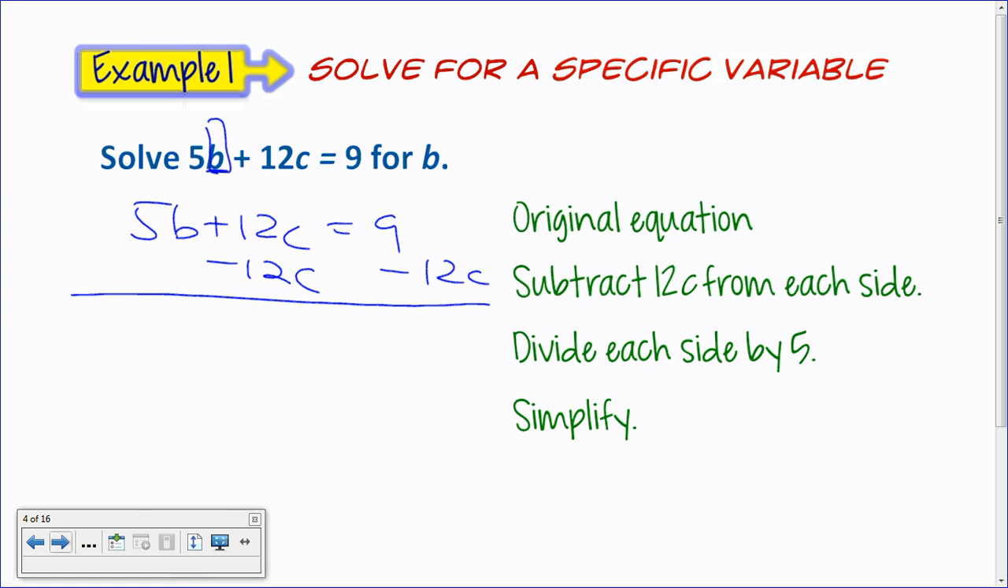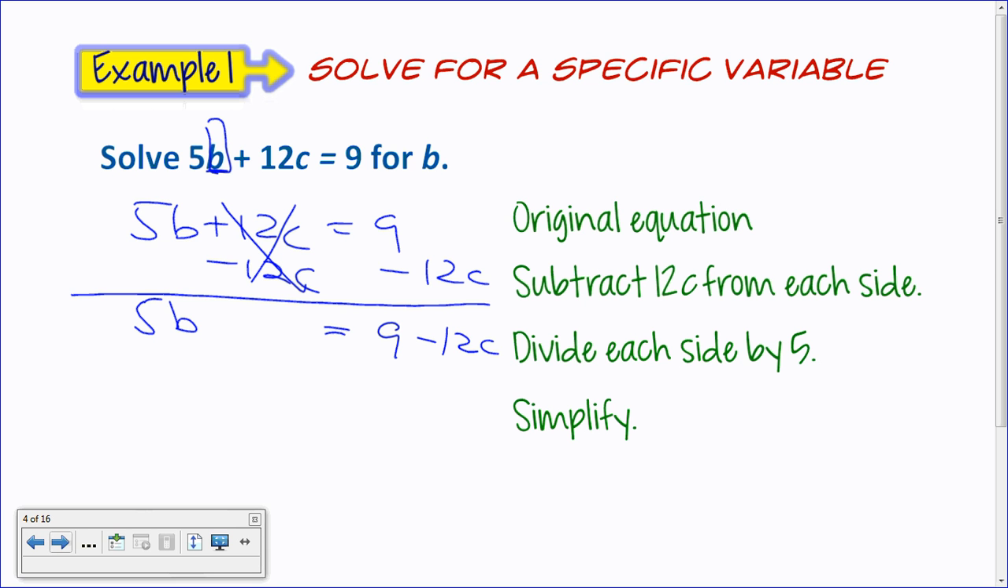So now, what can I bring down? Can I combine these two? No, they're not like terms. Not like terms, are they? What is the 9 missing? It's the C, isn't it? So if I can't combine them, then just write it out. There's a couple different ways you could do that. You could say 9 minus 12C, or I could say negative 12C plus 9. Does that make sense?